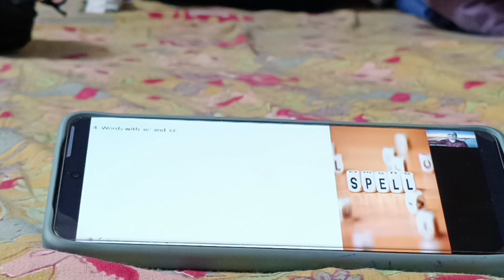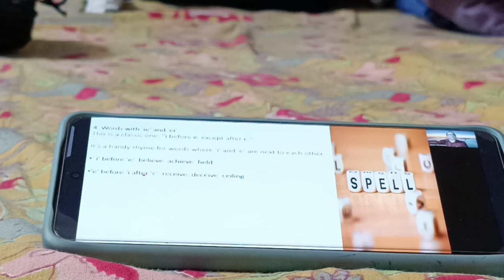The fourth rule, words with IE and EI. So here the common rule is a rhyme which you need to remember: I before E except after C. So I before E: believe, achieve, field. Okay, I is before E, that's the rule. E before I after C. So here C, so E is before I. Here I is before E. So wherever there is C, that is the exception. The E will be before I. The exception to the rule is when the sound is an A, like in neighbor, way. So the sound is A, so that is where E will be before I. Otherwise, always I will be before E.